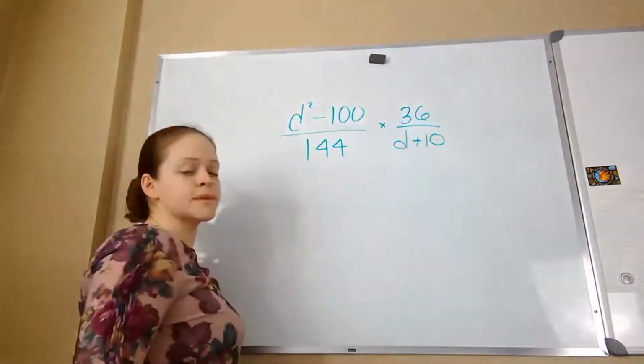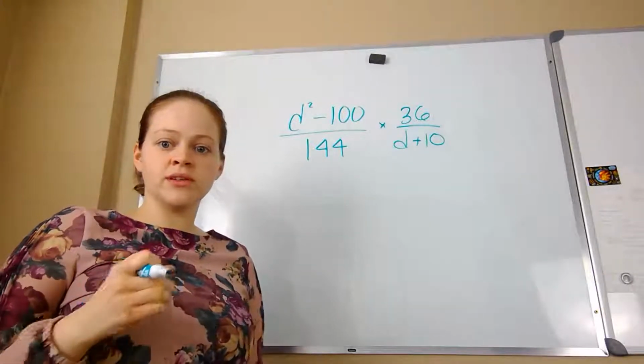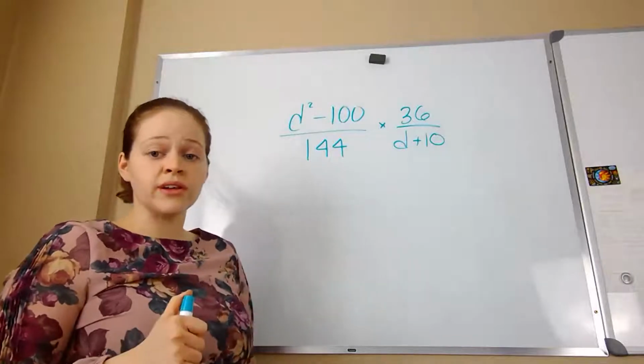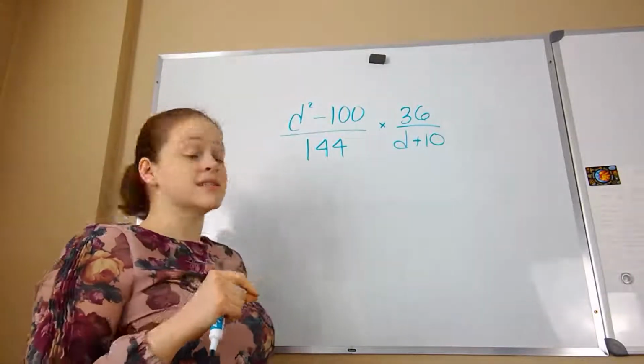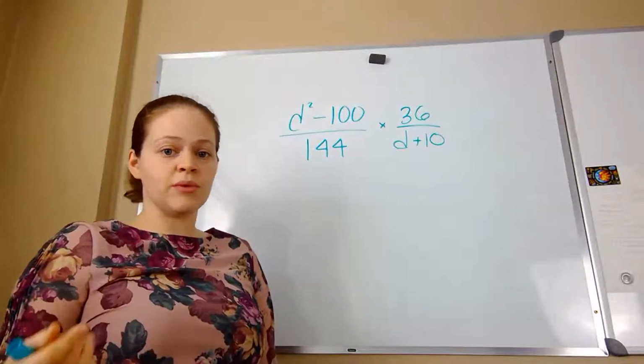All right, so for these ones, step 1, find your NPVs right away, okay? Your NPVs are your non-permissible values. It's what x cannot be. So in this case it's d. If you have d in any of the denominators, you need to say what it can't be.